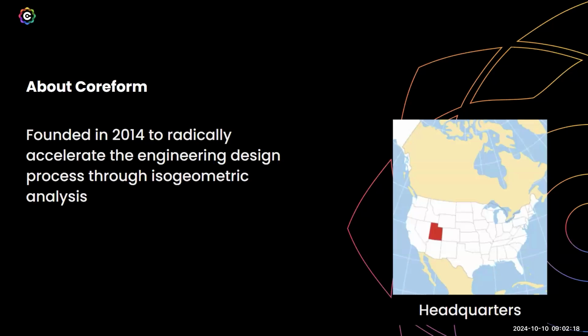So a little bit about Coreform. Coreform was founded in 2014 with the purpose of radically accelerating the engineering design process through isogeometric analysis. We've been developing isogeometric analysis even from before 2014, when our co-founders were investigating this really since the early 2000s. And we're located in the great state of Utah.